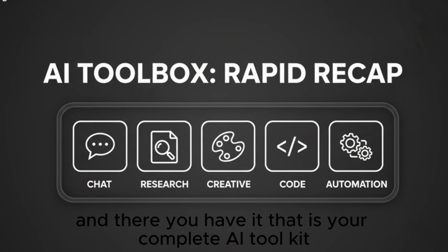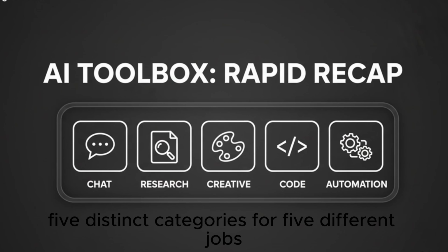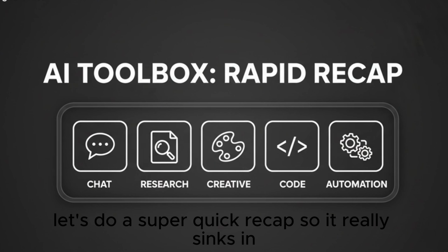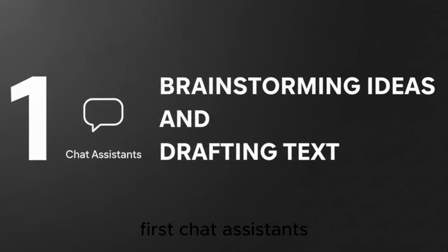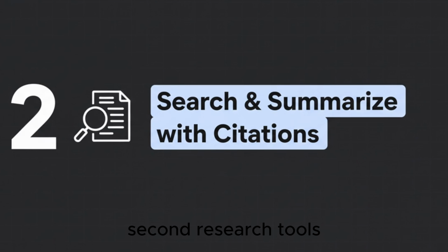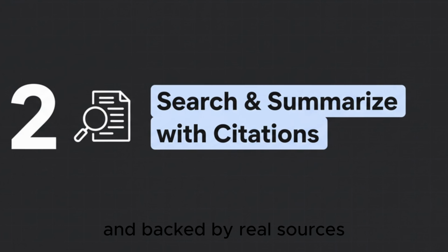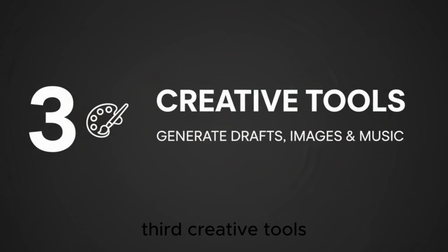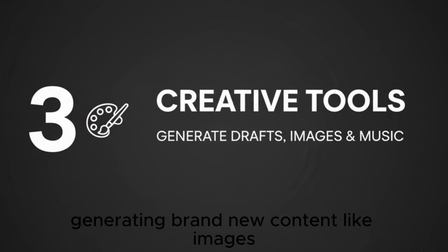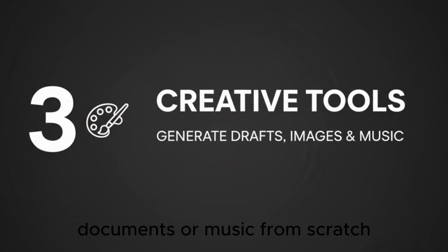And there you have it. That is your complete AI toolkit. 5 distinct categories for 5 different jobs. Let's do a super quick recap so it really sinks in. First, chat assistants. You use these for thinking, for brainstorming, for drafting, for getting your ideas out. Second, research tools. You use these for facts, when you need answers that are accurate and backed by real sources. Third, creative tools. You use these for making things, generating brand new content like images, documents, or music from scratch.